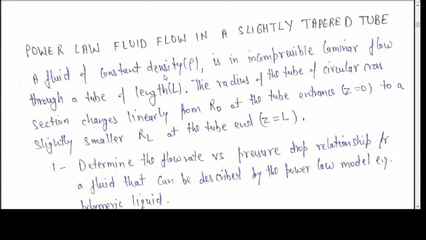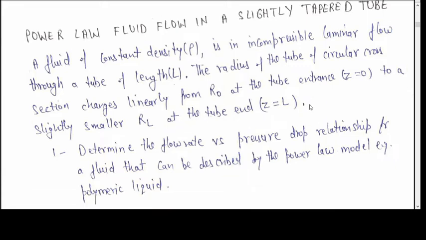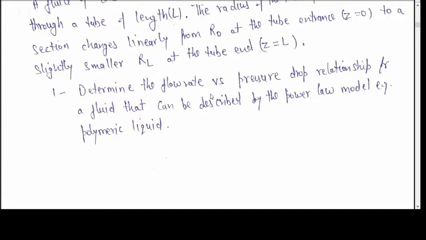So, the problem statement: a fluid of constant density rho is in incompressible laminar flow through a tube of length L. The radius of the tube of circular cross section changes linearly from R0 at the tube entrance at Z equal to 0 to a slightly smaller RL at the tube end at Z equal to L. Here we have to determine the flow rate versus pressure drop relationship for the fluid that can be described by power law models, or you can say polymeric fluids.